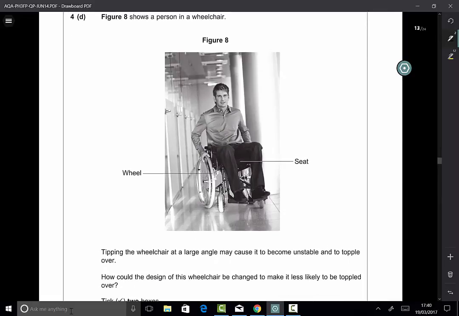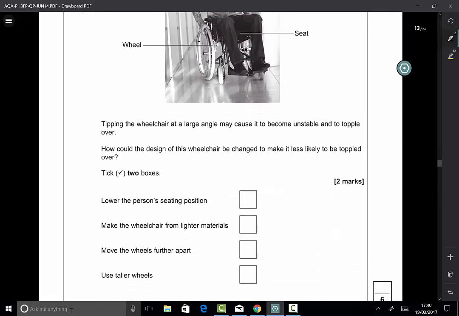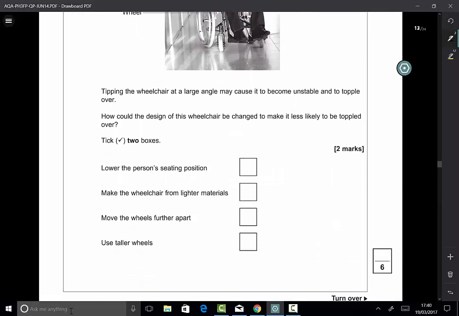Okay, we've got a person in a wheelchair. Tipping the wheelchair at a large angle may cause it to become unstable and to topple over. How could the design be changed to make it less likely to be toppled? Tick 2 boxes. So many people miss the 2 and just tick 1. Okay, so to make things less likely to be tipped, we lower the centre of mass or make the base wider. So lower the person's seating position will lower the centre of mass. Moving the wheels further apart will make the base wider.